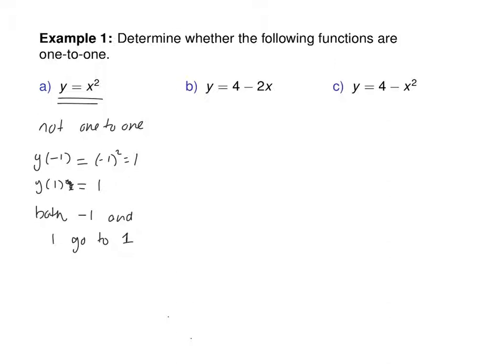Does that make sense? In terms of the whole potato picture, that's like saying, okay, -1 and 1 both go to 1. That's okay, you can be a function, that's totally fine, but you're not a 1-to-1 function. 1-to-1 functions are special, and that one's not special.